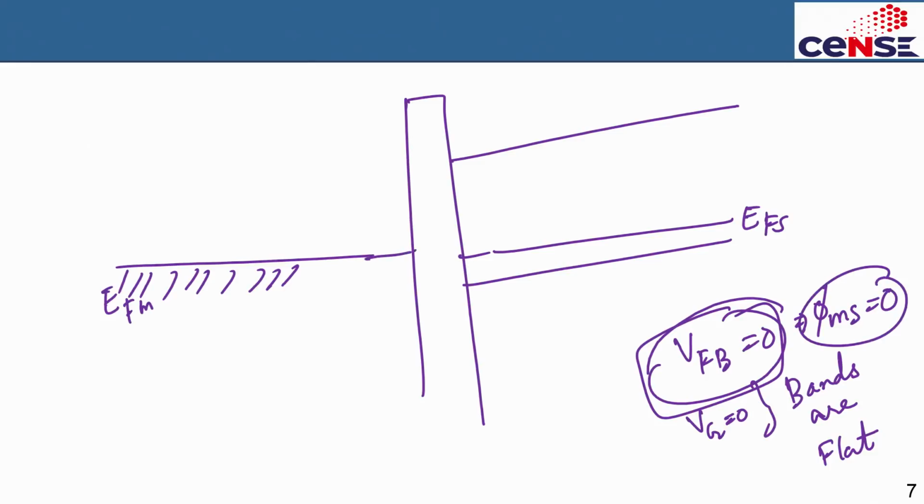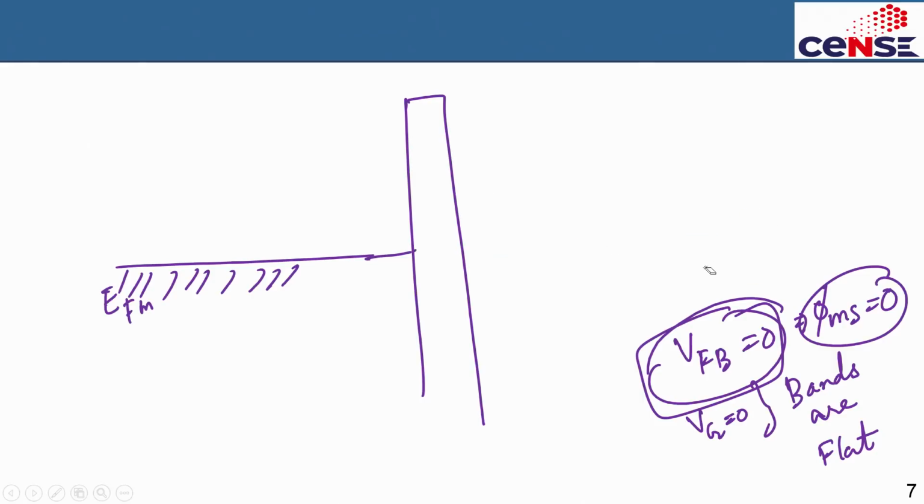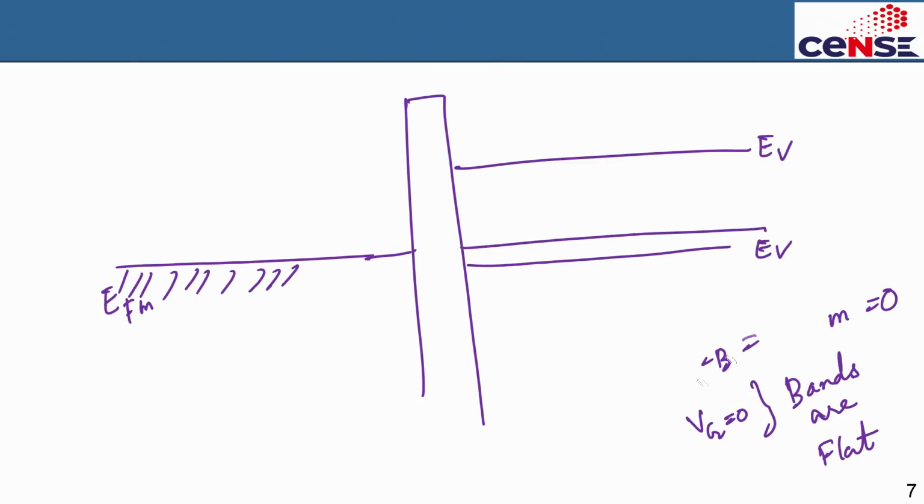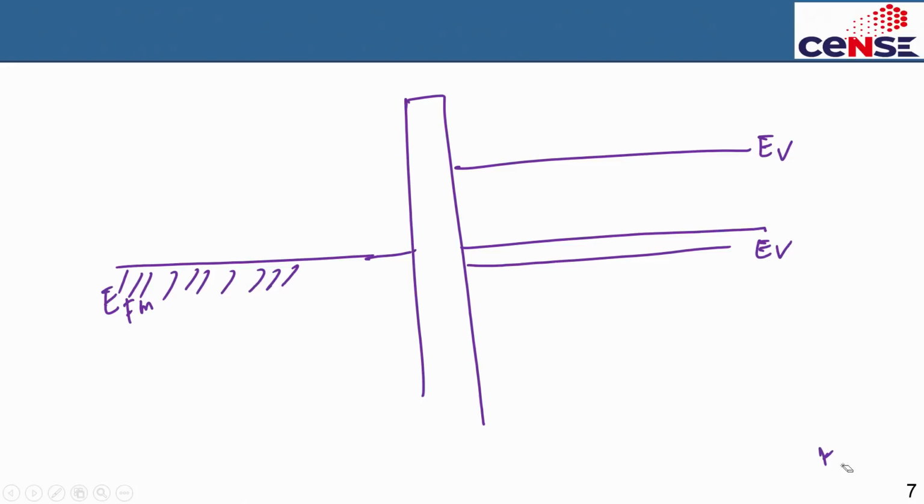Let me draw it a little bit straighter. This is your valence band, and suppose this is the conduction band. To get strong inversion, you have to apply a positive voltage here so that holes are repelled, and a depletion region forms here. Once the p-type depletion region forms, your valence band will move away from the Fermi level.